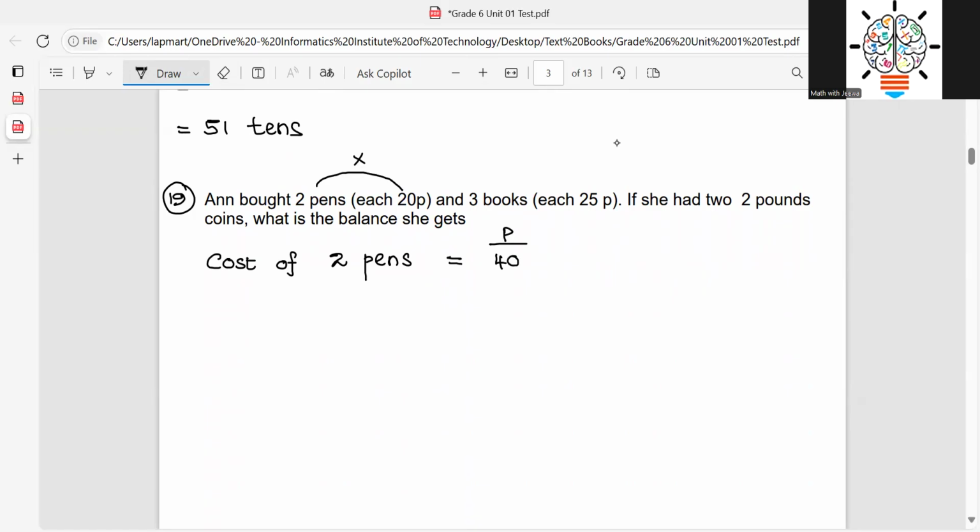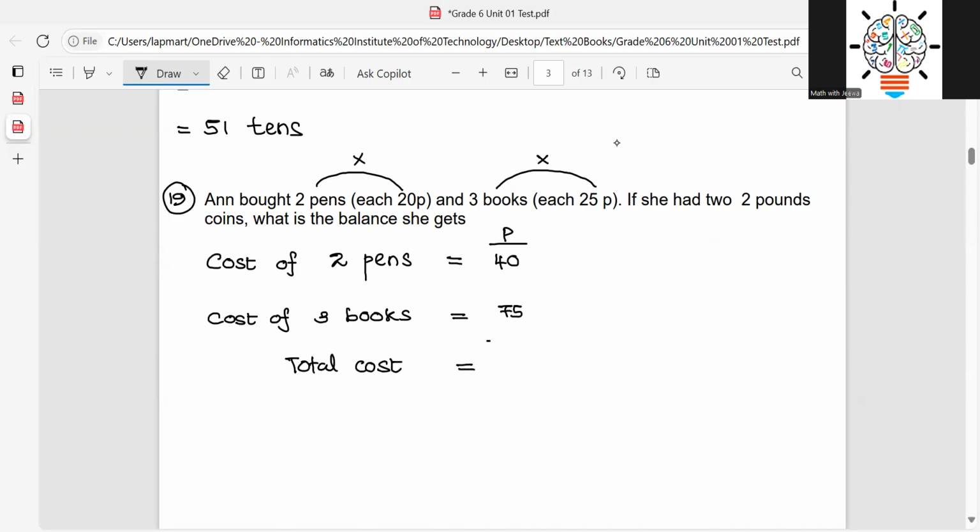So then what is he taking more? Three books. Cost of 3 books, right? So then here each book is 25. So then 3 books it is 75, right? So then you write the total cost.